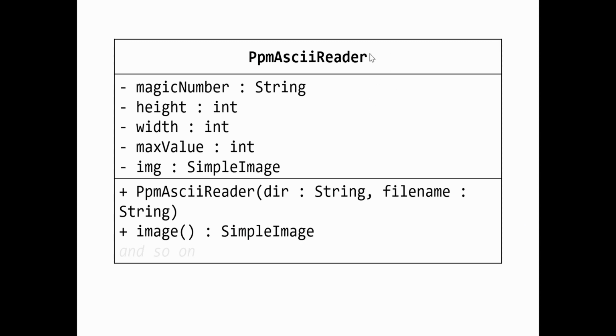Here's assignment 3. That's your ASCII reader from assignment 3. If you look at the implementation for the ASCII reader, you'd see that it has 5 fields. One of them is a simple image. And there's your constructor. It takes in the directory and the file name of the file to read. There's a method called image that returns the image that's read by the reader. So there's nothing difficult in drawing these diagrams. It's very straightforward to draw one of these things.